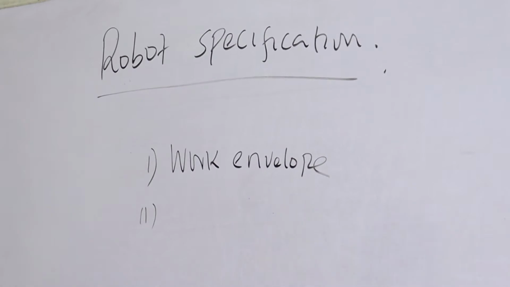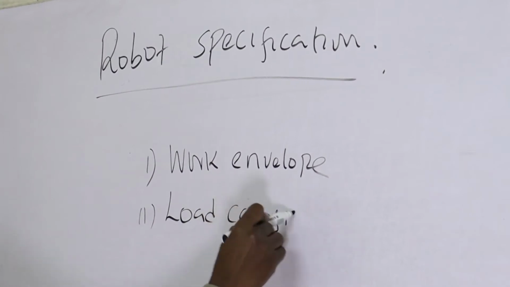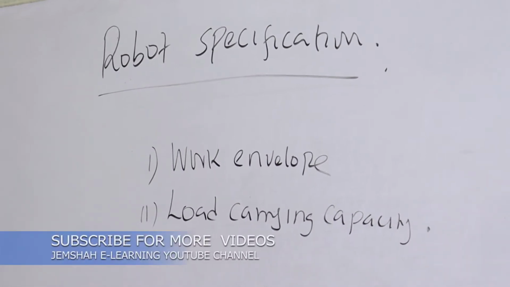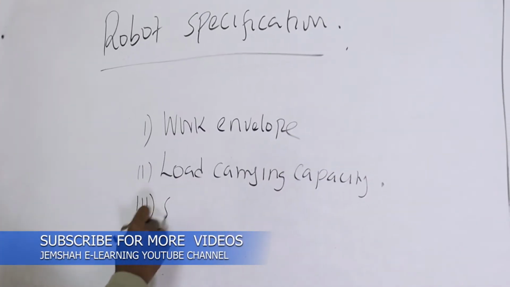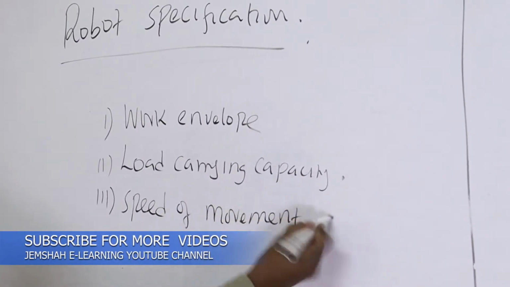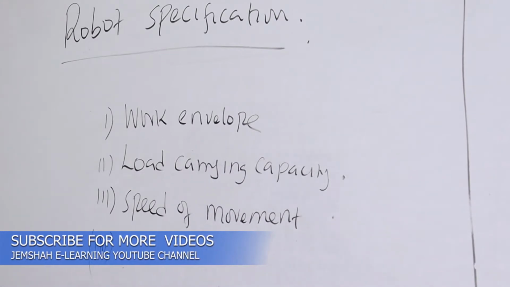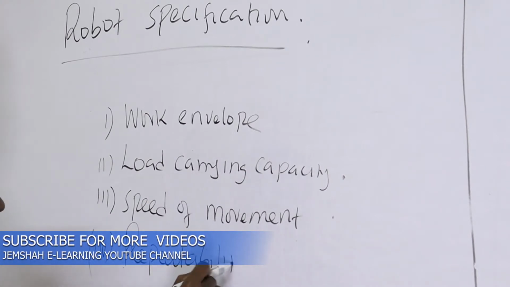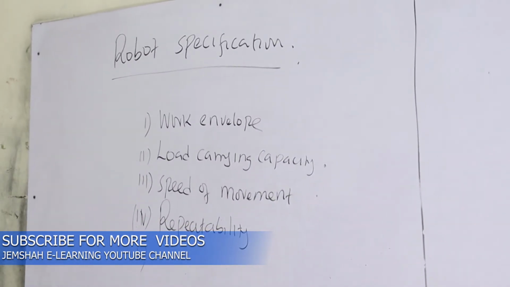We can also talk about what we refer to as the load carrying capacity. Another specification that we can talk about is the speed of movement. The fourth specification that we can talk about is repeatability. The fifth specification that we can talk about is the control resolution.